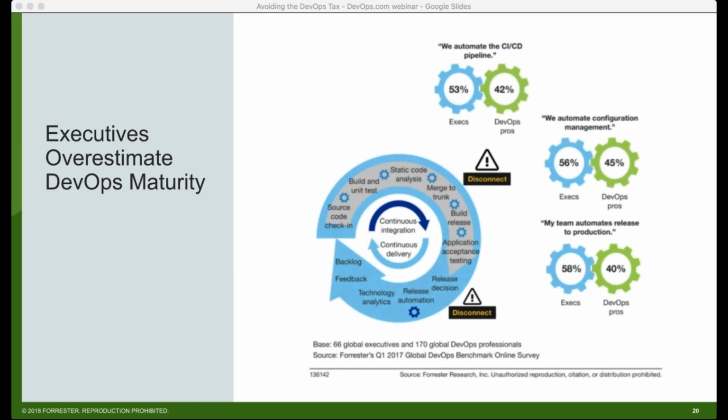Interestingly enough, that tax and that complexity ends up translating into an overestimation of DevOps maturity by executives. We surveyed executives, and what we found is that, usually by about 10 or 15 percentage points, executives in the C-suite thought they were doing all the right things to automate and implement DevOps, but by and large, when we talked to the practitioners, it was about 15 percentage points less that were actually doing it. The reason is that this complexity of implementation is not accounted for, and the complexity of adoption is not accounted for, because doing DevOps isn't easy. It's harder than people think.